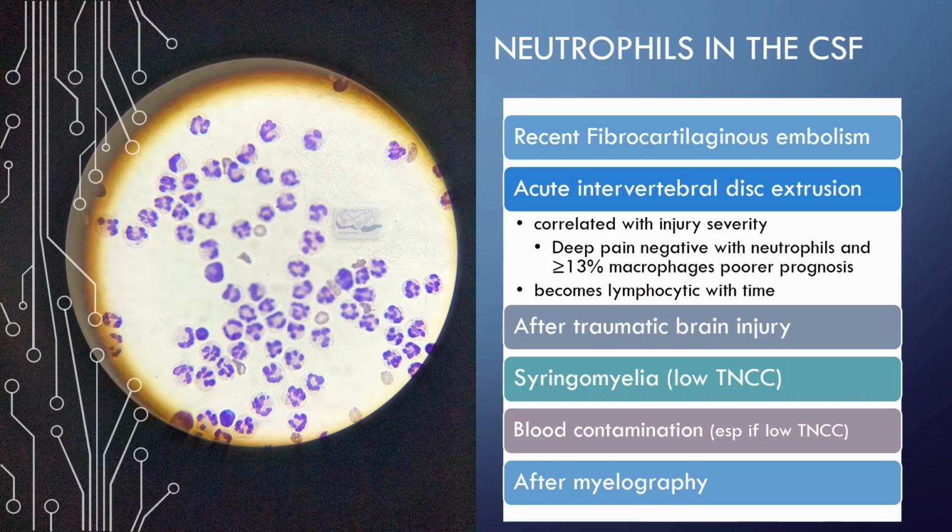So you may have a report of neutrophils in the CSF without there being a pleocytosis, i.e. more than 20%. And as I've said before, neutrophils are not a normal cell in the CSF. So you may see it after any trauma, so recent fibrocartilaginous embolism, acute disc extrusion, after traumatic brain injury, or with syringomyelia. With acute disc extrusion, this has been correlated with injury severity.